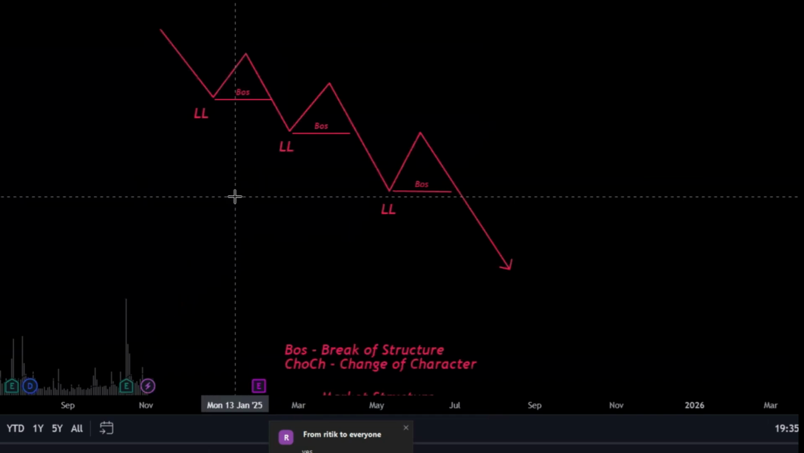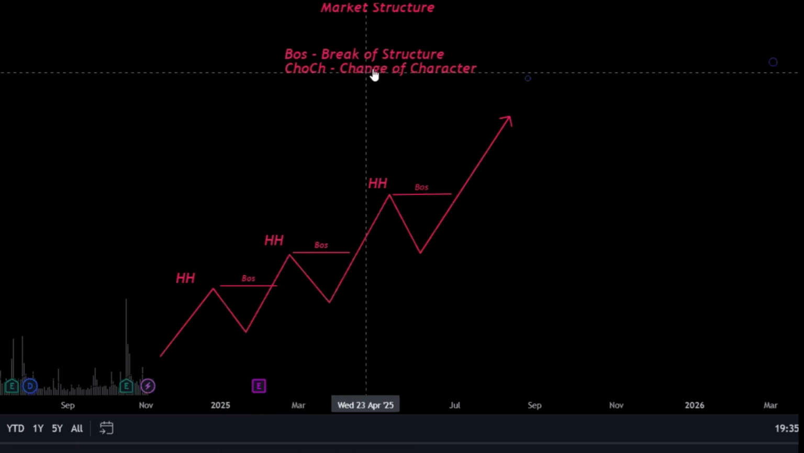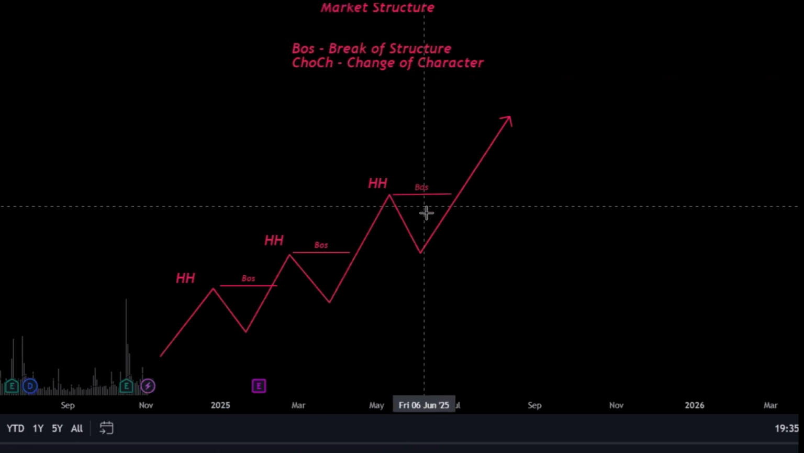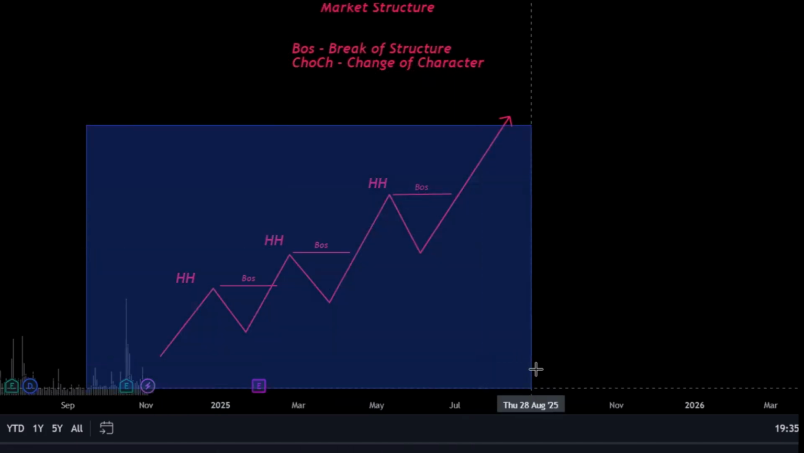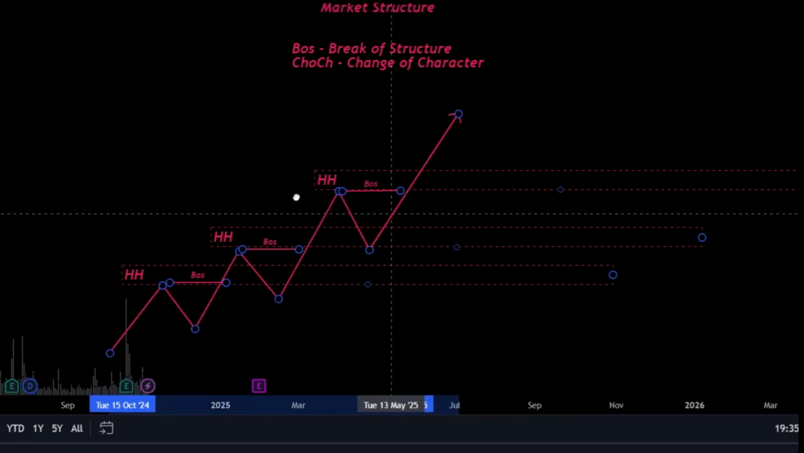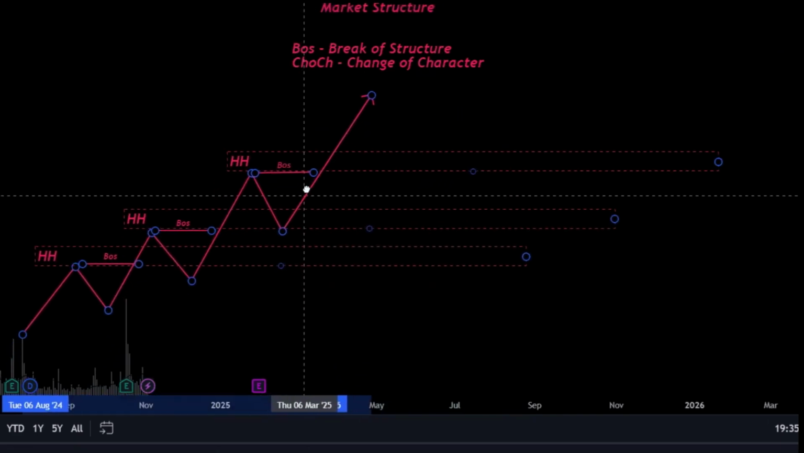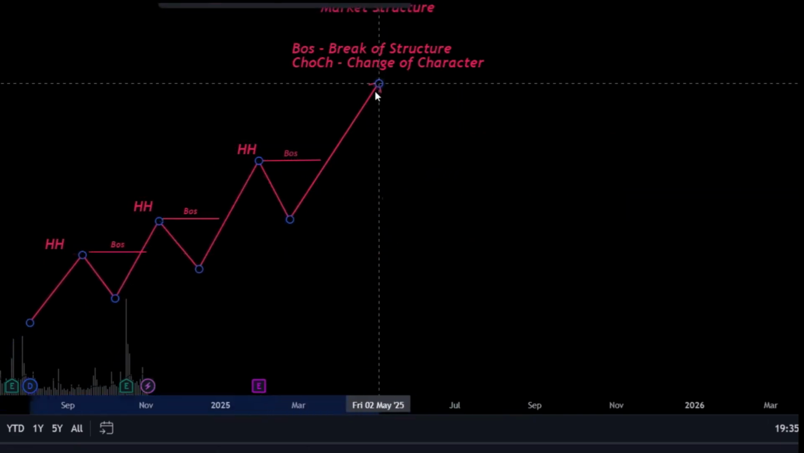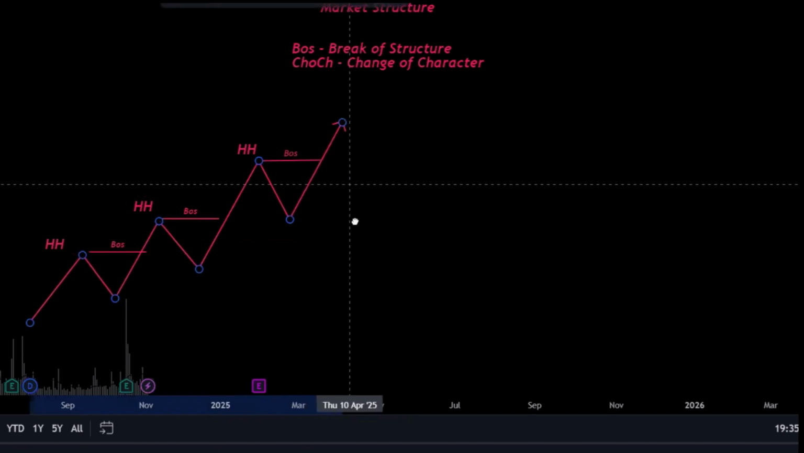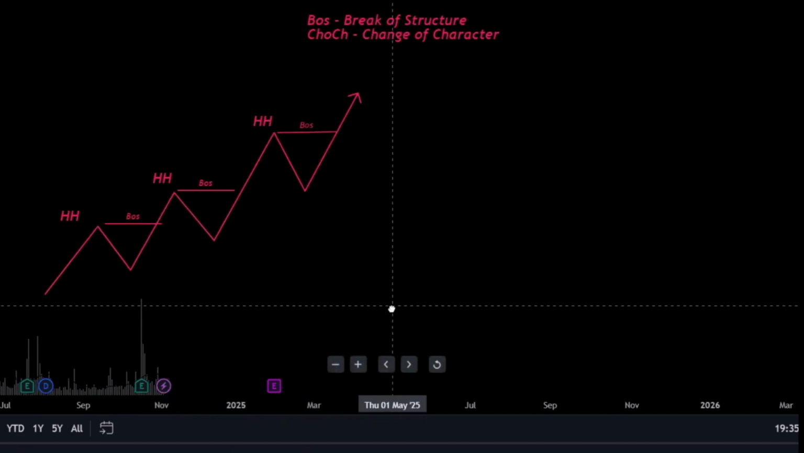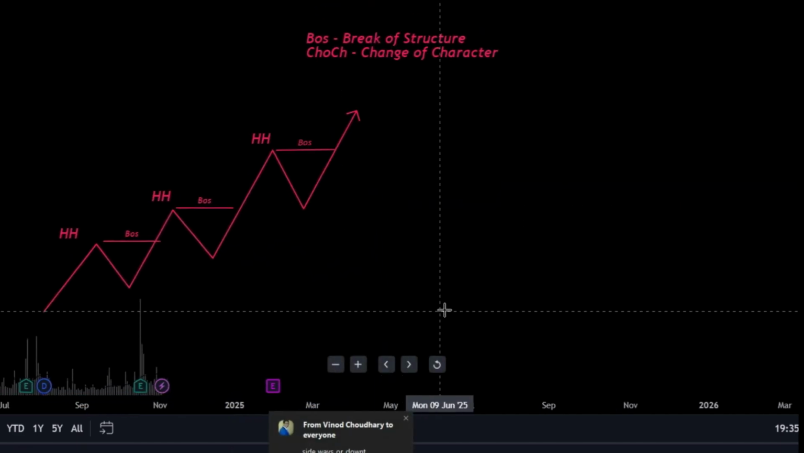Now let's come to this part where everything was a higher high. Now we will be using change of character over here. What do you understand by change of character? What's going to happen? What should we expect in a change of character?